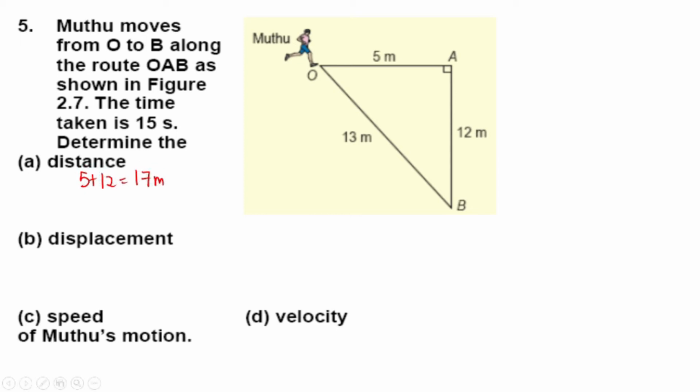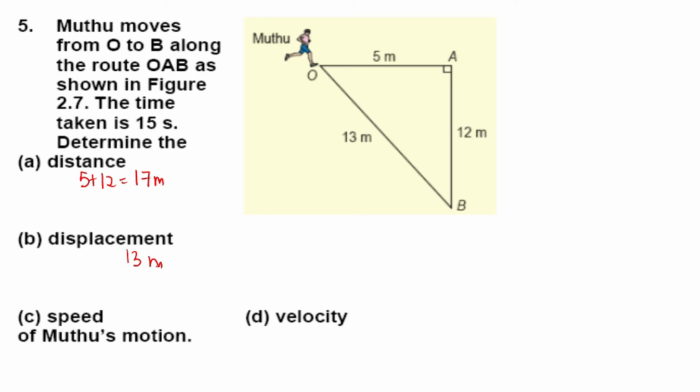Alright, how about the displacement? Displacement is the shortest distance. So if Muthu wants to go from O to B, he can straight away go using this path, so this one should be 30 meters.